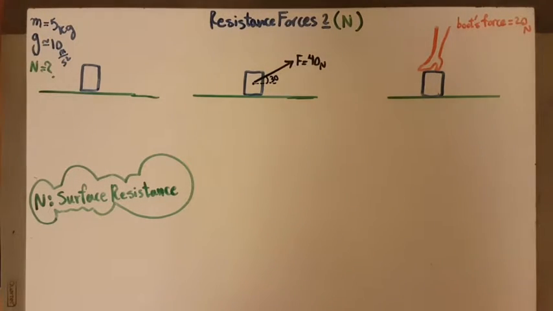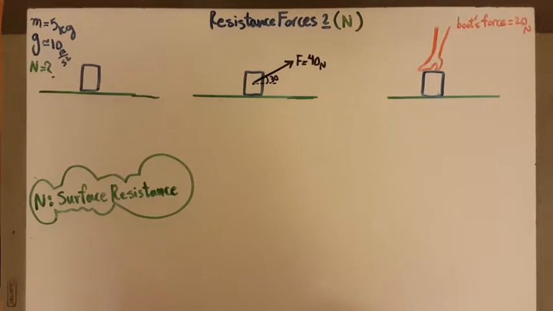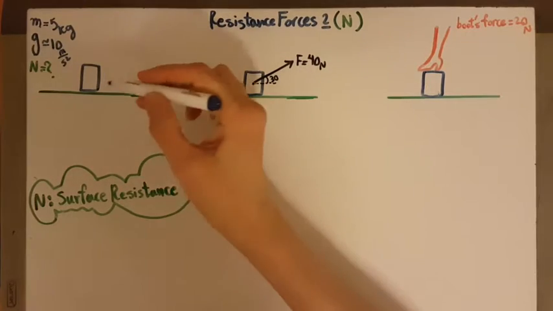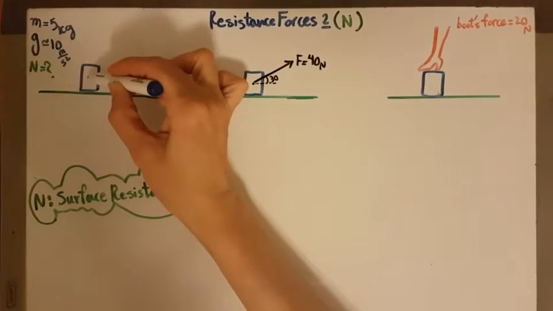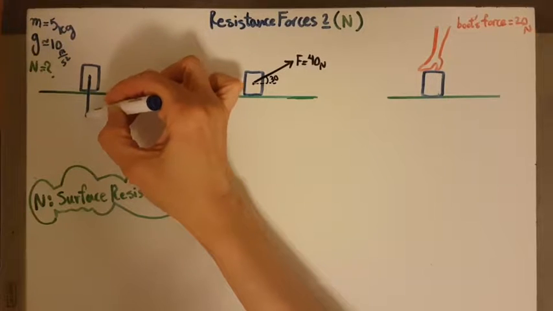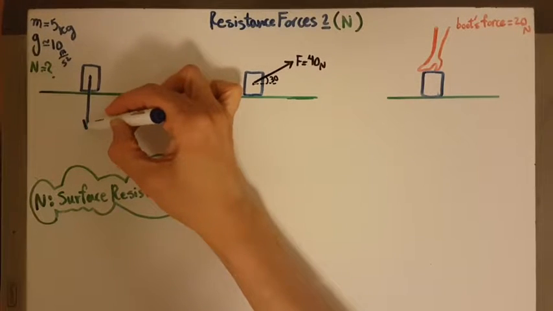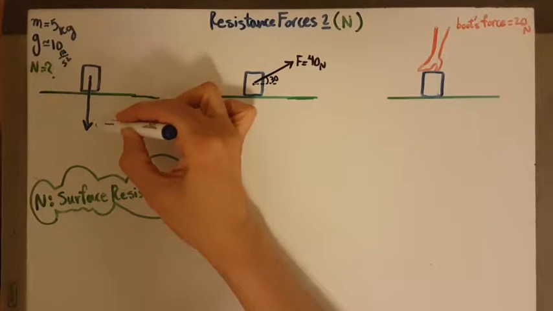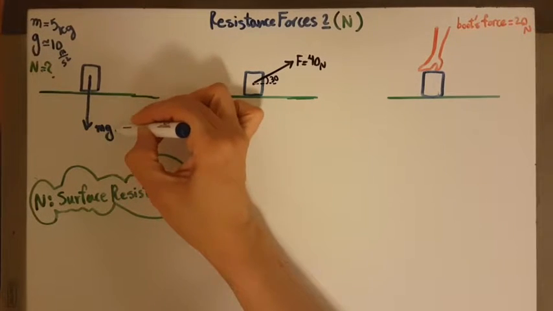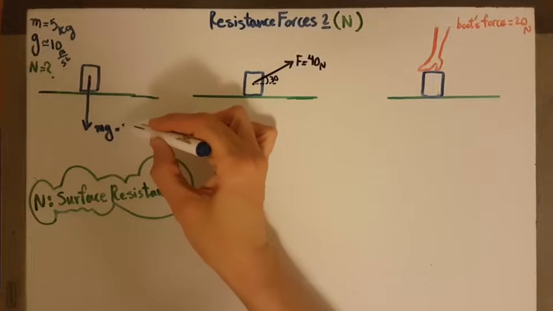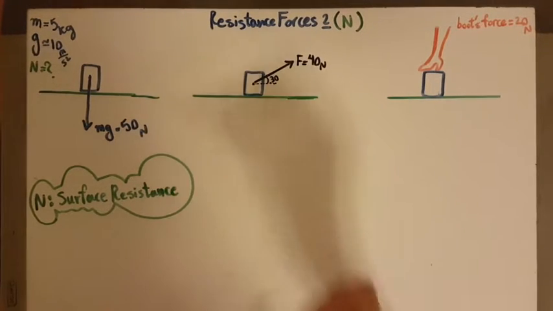So in these examples, M of the box for all of them is 5 kilograms, G is considered 10, 9.8 is almost 10, and we are looking for normal force. In the first case, of course, I can see that the force mg, which is trying to drag this down, which is the weight of this box, of course is 5 times 10, which is 50 newtons.